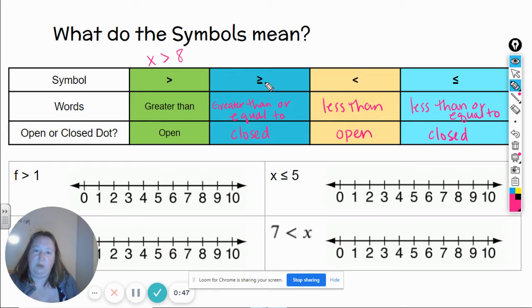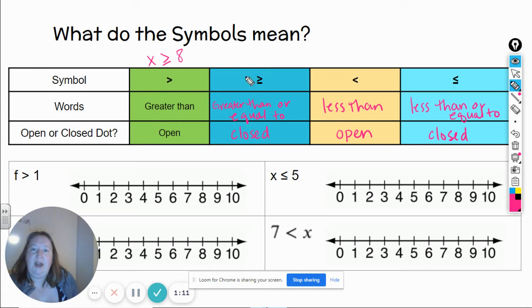greater than or equal to. So if we had this same situation with this symbol, now can it be 8? Yes, it can be. Before, with this symbol, it cannot. But now with equal to, it can be. All right. And so then this symbol is less than, and this symbol is less than or equal to.